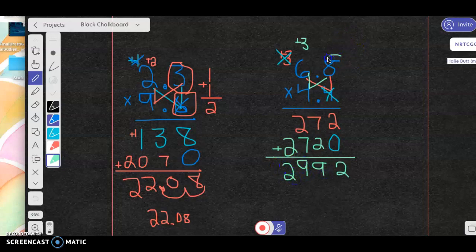Now again, I have 1 spot, 2 spot, 1 spot, plus another spot equals 2. I'm moving my decimal 2 times. My answer is 29 and 92 hundredths.